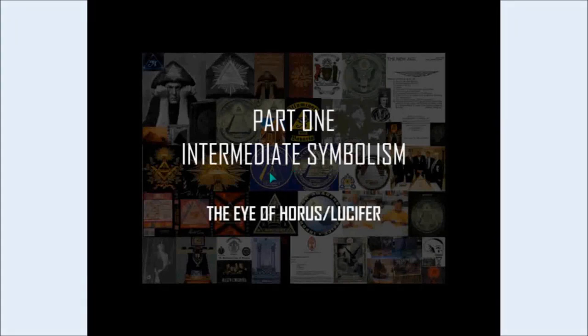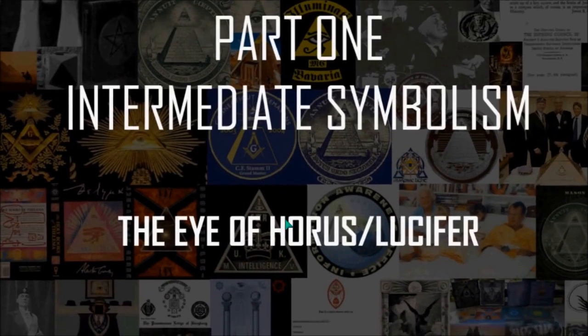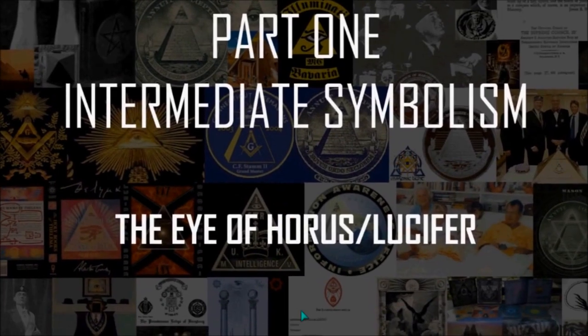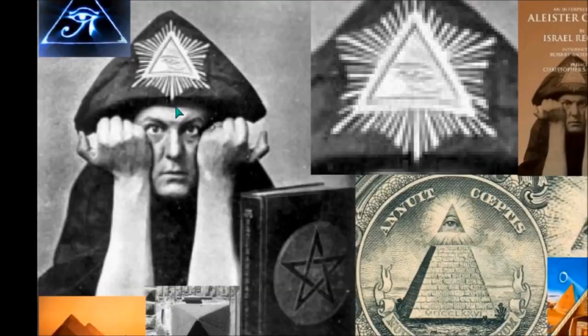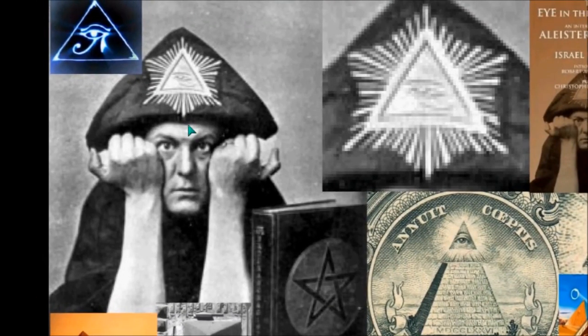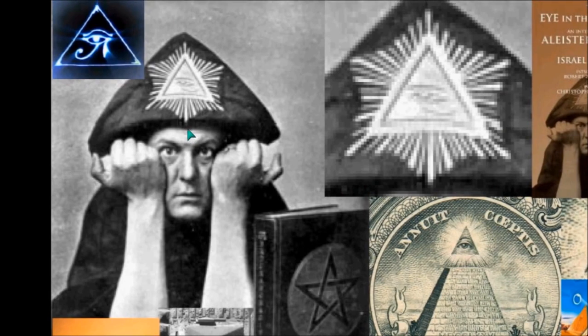This is a continuation of part 1, intermediate symbolism, and we're going to look at the eye of Horus, also known as the eye of Lucifer. We begin again with the most famous Satanist on the planet. He's now dead. This is Aleister Crowley, and we see that he has a triangle with an eye in it.